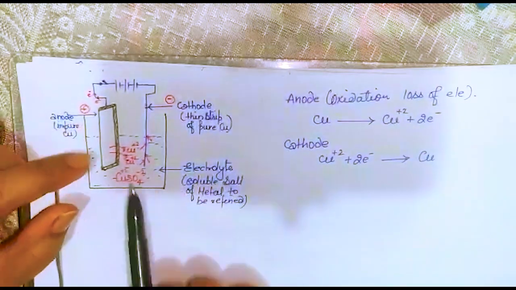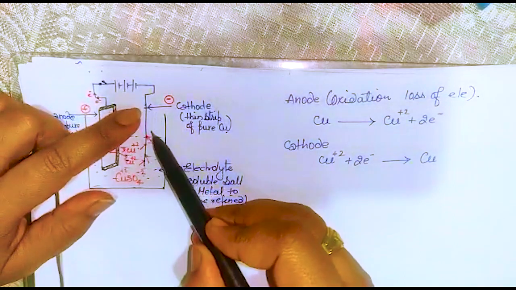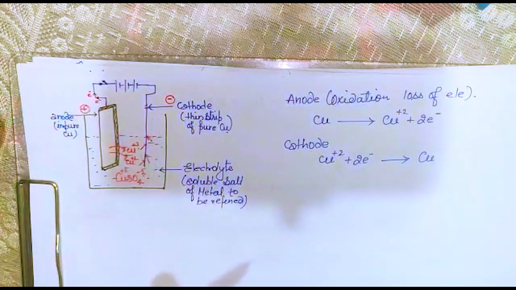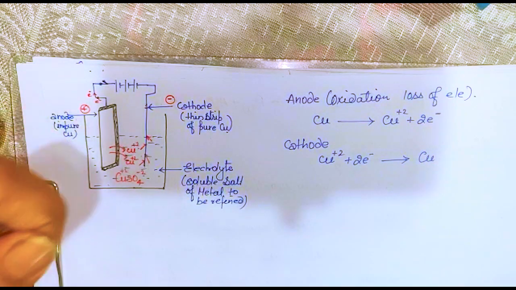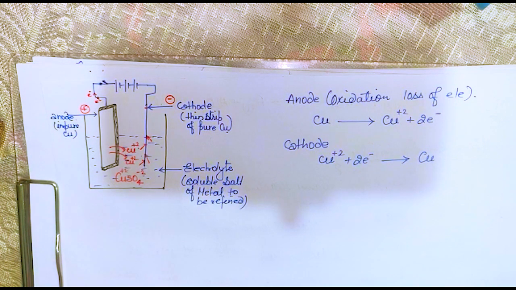As a result, this electrode will start becoming thick. And after that, this process will complete. When this process is completely done, then we will remove this cathode and take the strip out, and we can get the copper metal.